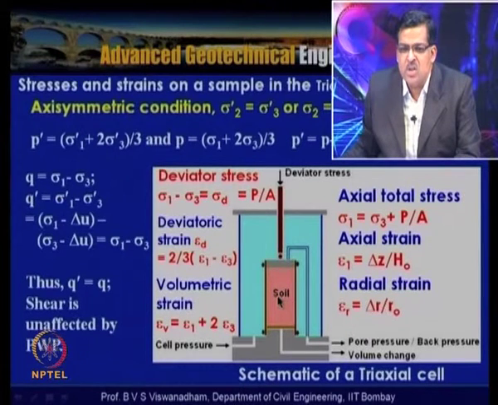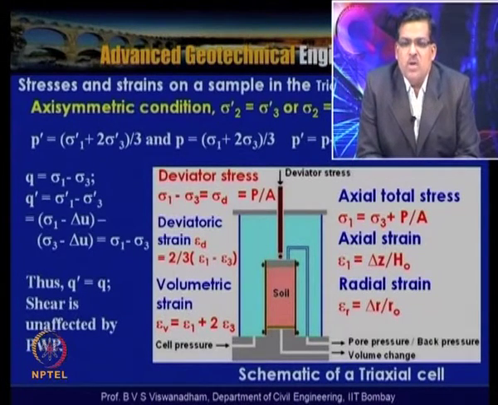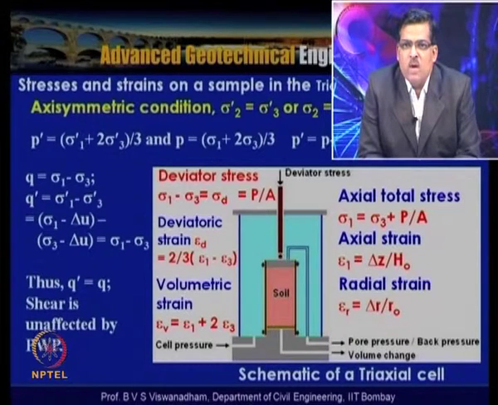Delta r is the change in the radius of the sample to the original radius of the sample, and the deviator strain is actually given by epsilon d is equal to 2/3 of epsilon 1 minus epsilon 3, and volumetric strain is nothing but epsilon v is equal to epsilon 1 plus 2 epsilon 3. So P dash is equal to sigma 1 plus 2 sigma 3 dash by 3, and P is equal to sigma 1 plus 2 sigma 3 by 3, and Q dash is equal to sigma 1 minus sigma 3. We will use these relations for plotting the stress paths for the different types of triaxial tests.